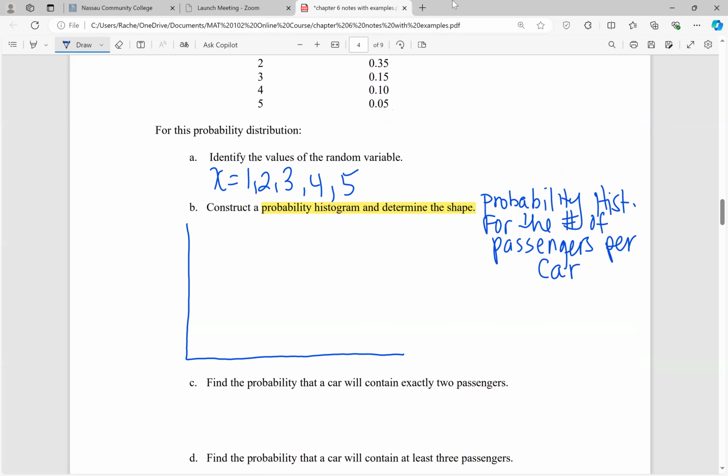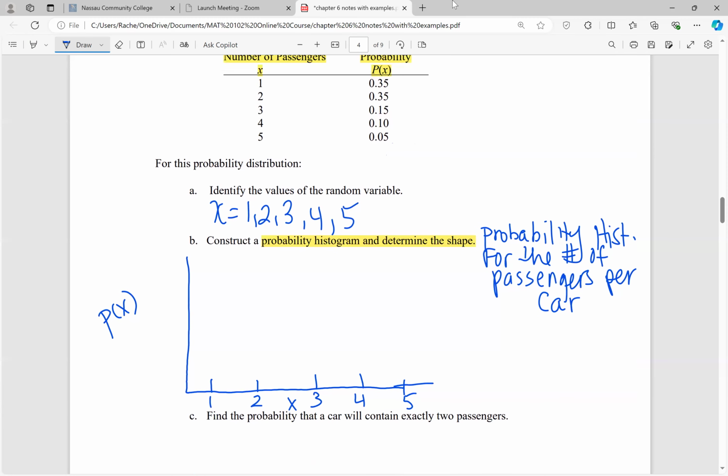Now, like I stated above, the horizontal axis is going to represent the values of the random variable. And we said the values of x are 1, 2, 3, 4, and 5. Now on the vertical axis, we're going to list the probability, so we're going to list P of x. I would just take a quick peek: our probabilities range anywhere from 0.05 all the way up to 0.35.